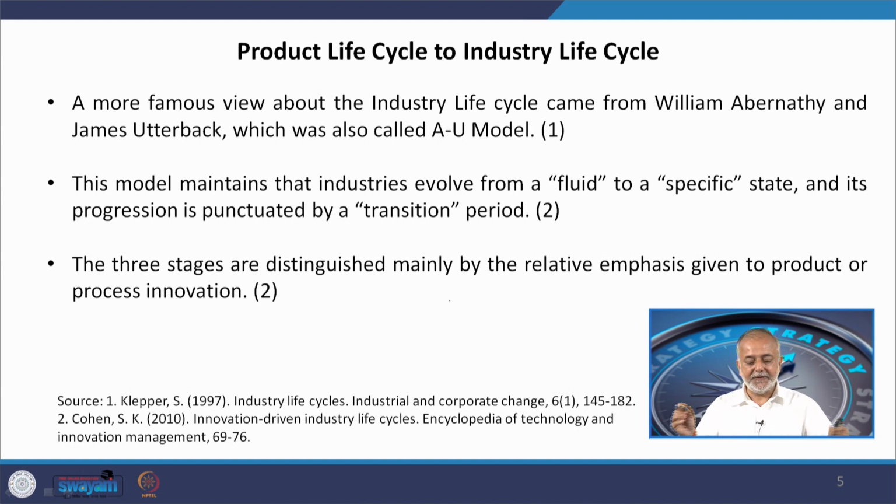The three stages are distinguished, further says Cohen, mainly by the relative emphasis given to product or process innovation. Definitely the origin of industry life cycle comes from product life cycle, as the authors say, and there is an organizational life cycle perspective associated with that. So, definitely product or service drives this thought process. The larger the sales volume, the span of the industry depends upon what you produce, how you produce, for how long you produce. Definitely it depends upon product and process innovation.